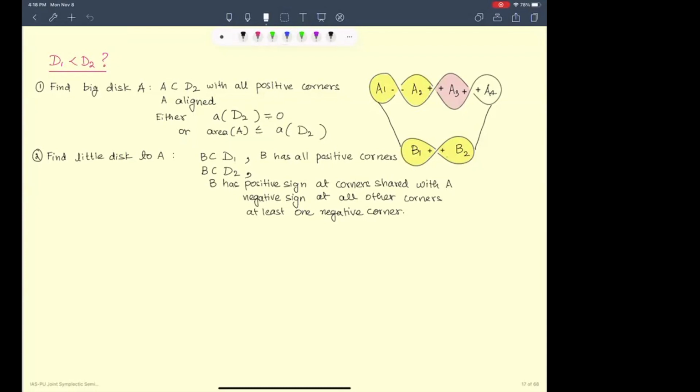So A2 has one corner in common with A3, and there it's positive, and this one is negative. So that's allowed. Or these bottom disks where both are positive is also okay. So these are all candidates for little disks to A3.